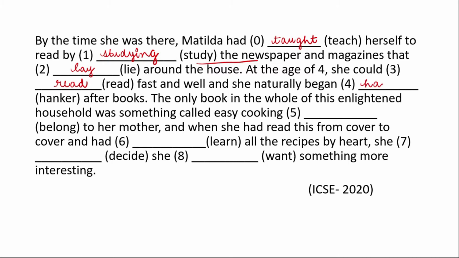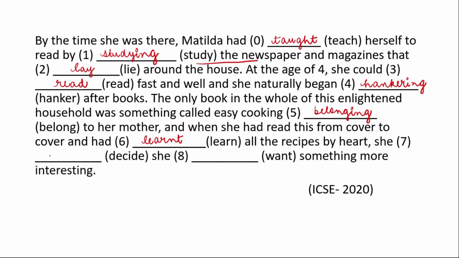Hankering after books. The only book in the whole of this enlightened household was something called Easy Cooking, belonging to her mother. When she had read this from cover to cover, so again past perfect will come, she had learned all the recipes by heart.